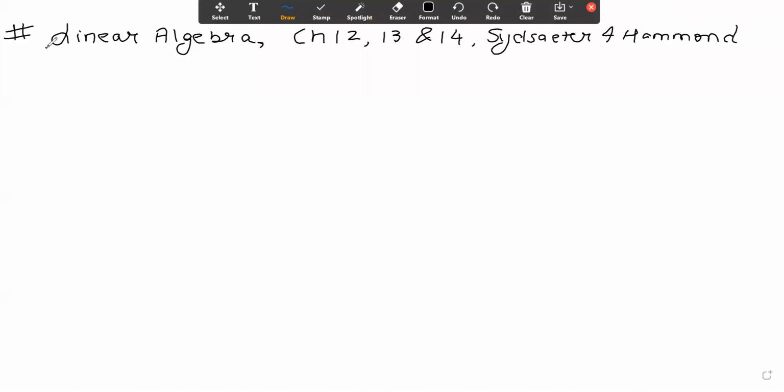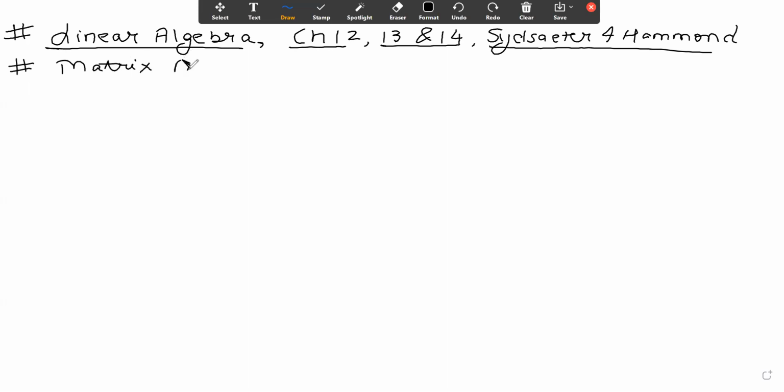Okay, and within this broad topic, the subtopic which we are doing is matrices, matrix algebra, and formally this is chapter 12 of the book Sydsaeter and Hammond.